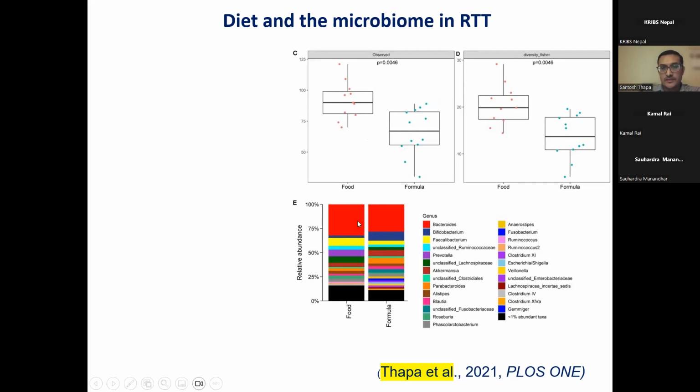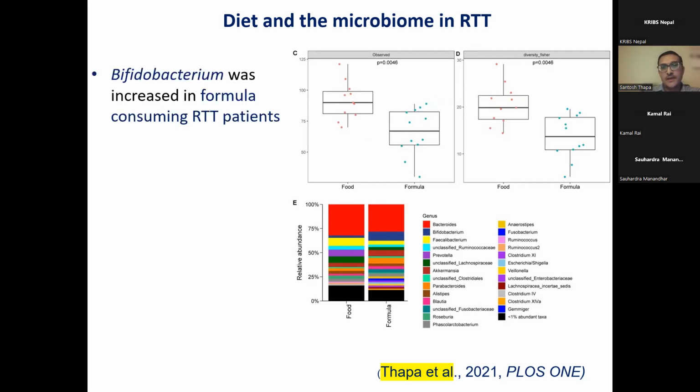The take home is in this stacked bar chart, which shows the relative abundance composition at the genus level between the two groups. It essentially provided the foundation that the beneficial bacteria Bifidobacterium was increased in the formula-consuming patients, because their formula was supplemented with the probiotic Bifidobacterium, whereas there was not much Bifidobacterium in the people consuming table food.